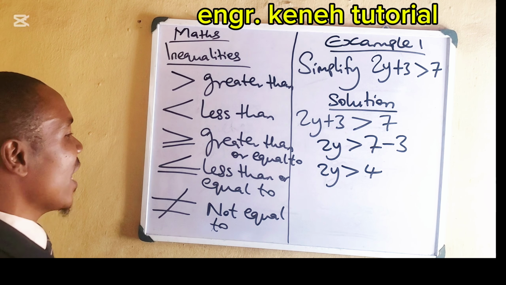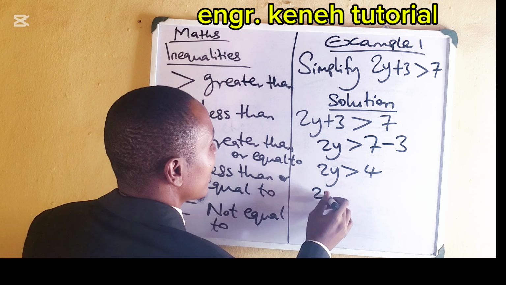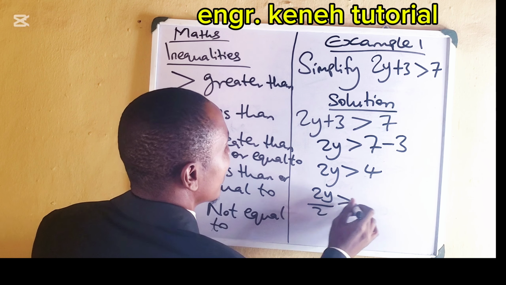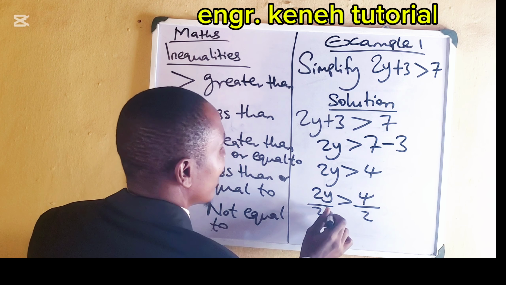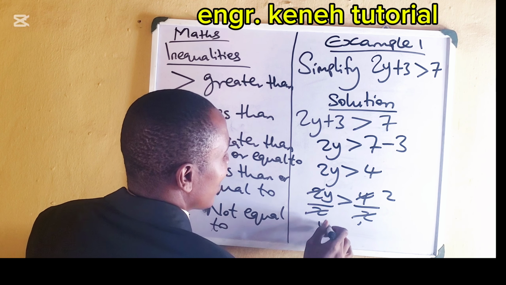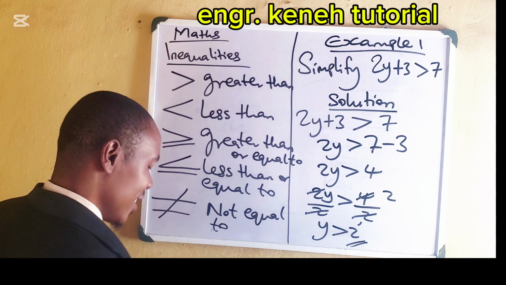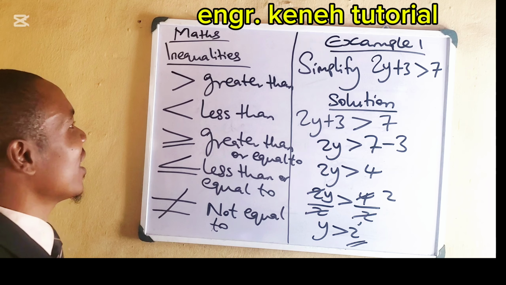Is it clear? Then here, you divide both sides by the coefficient of y, which is 2. So you have 2y divided by 2 is greater than 4 divided by 2. Cancel this, cancel this. When 2 divides 4, you have 2. That means that y is greater than 2. Can you see that? All right. That is how this can be solved.